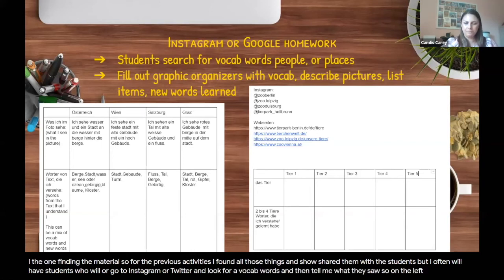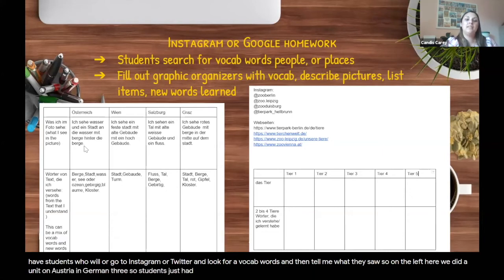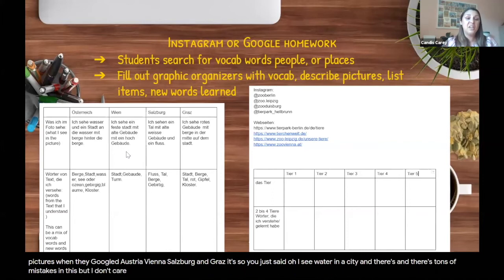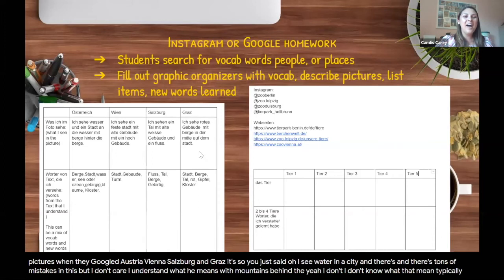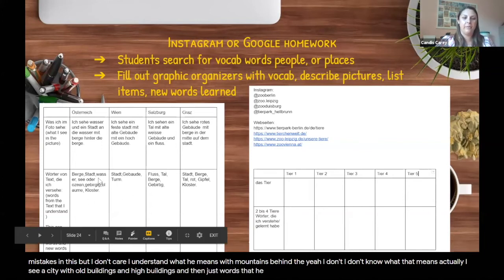So on the left here, we did a unit on Austria in German 3. Students just had to tell me, this is an actual student's work, what they saw in pictures when they Googled Austria, Vienna, Salzburg, and Graz. So he just said, oh, I see water in a city, and there's tons of mistakes in this, but I don't care. I understand what he means. With mountains behind the, yeah, I don't know what that means actually. I see a city with old buildings and high buildings, and then just words that he understood from the text.